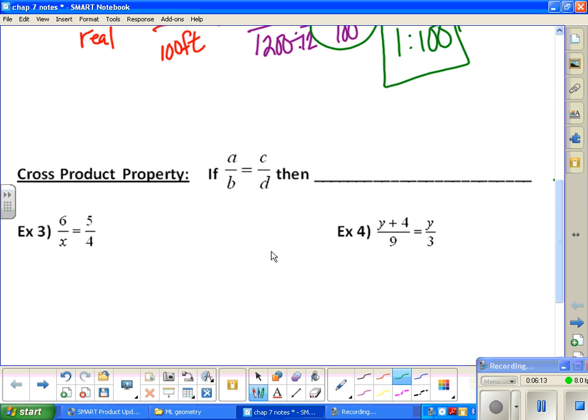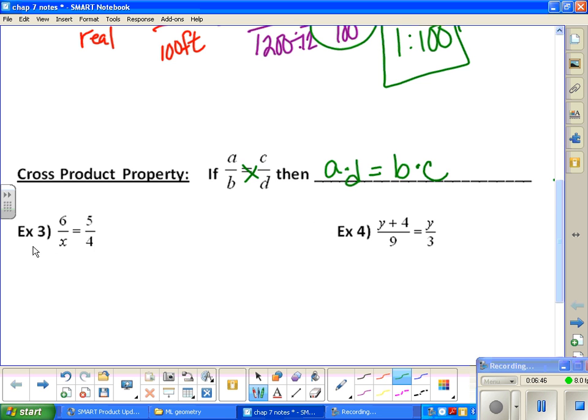So cross product property. If A over B equals C over D, then cross means A times D equals B times C. So you're cross multiplying. Because remember, product means multiplication.